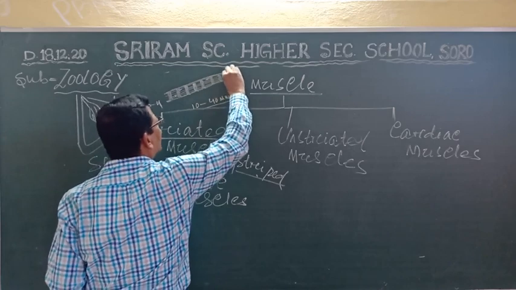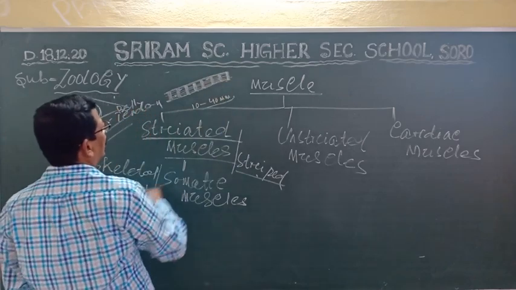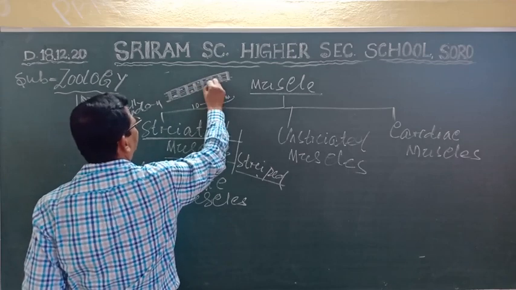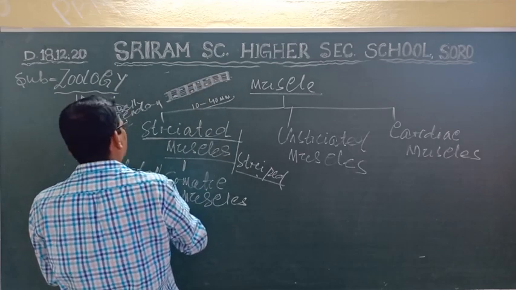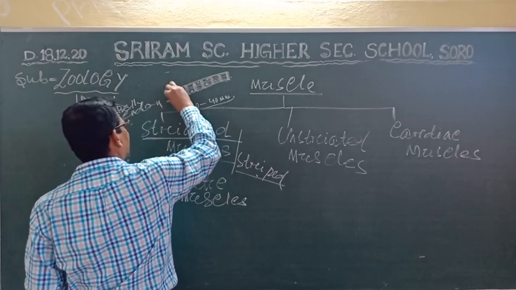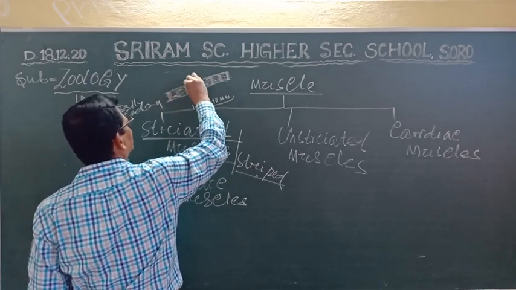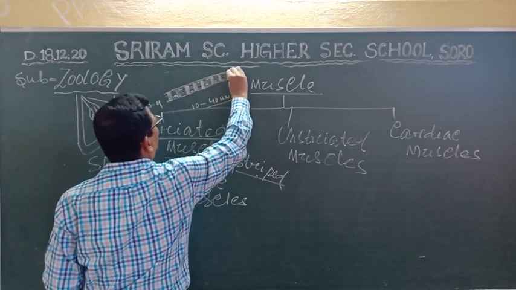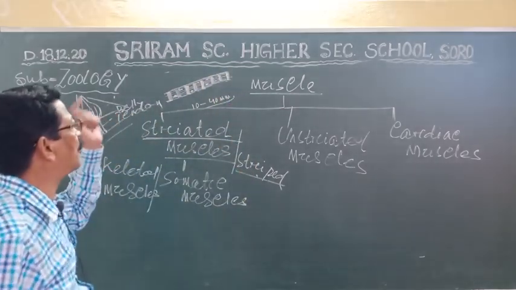So these are called the striated muscle. Are you understanding me or not? These muscles have alternate white and dark bands. So alternate white and dark bands are found in the muscle cell.